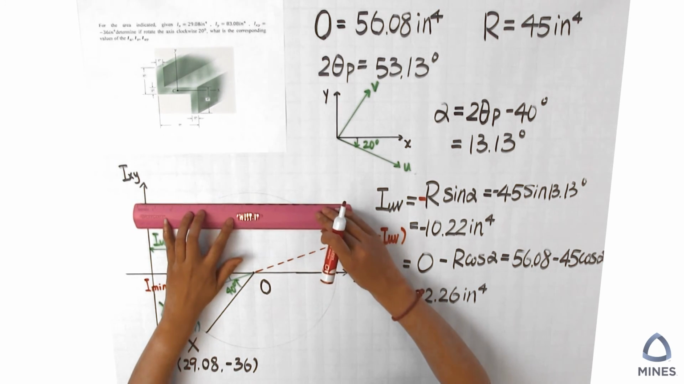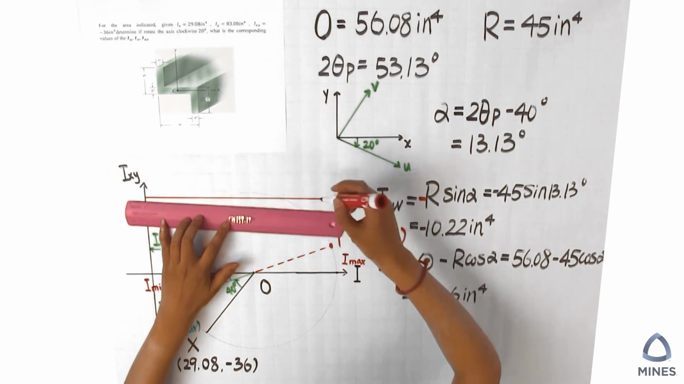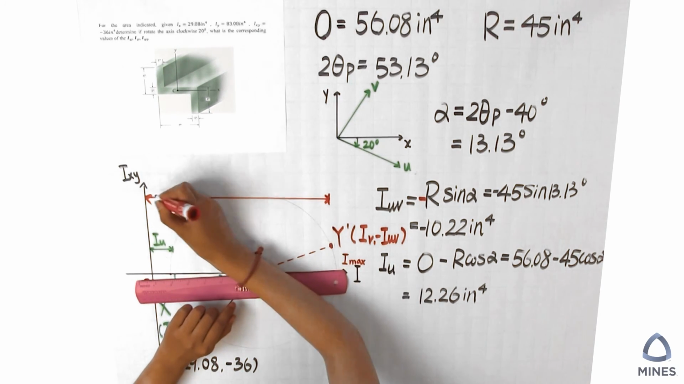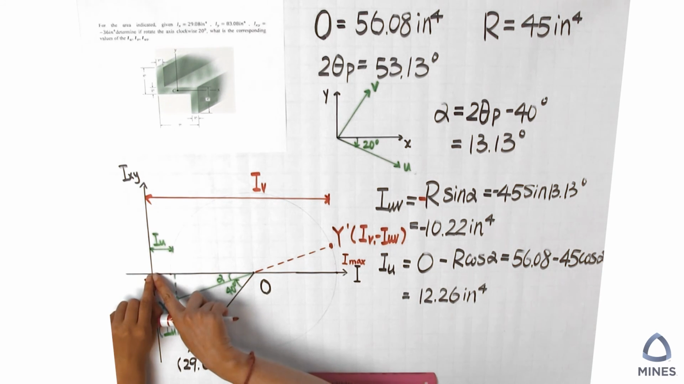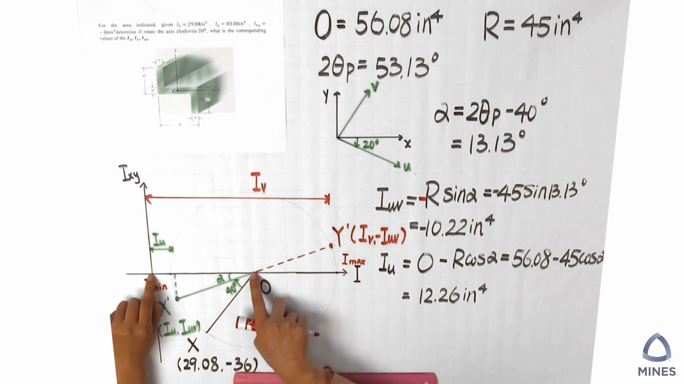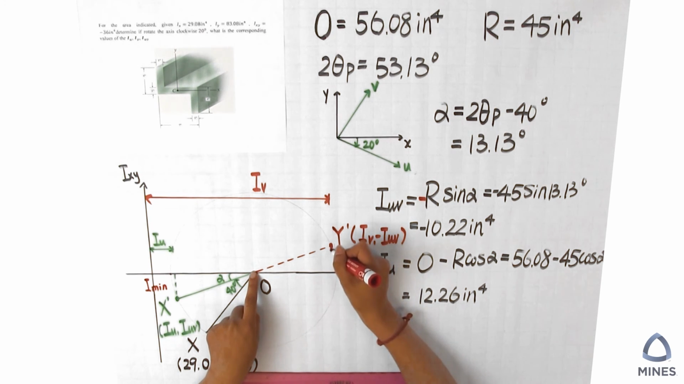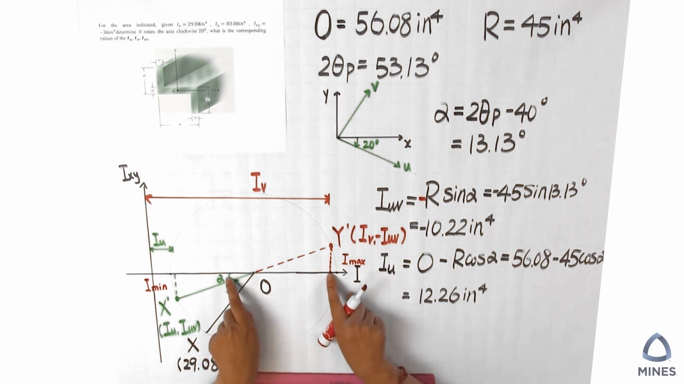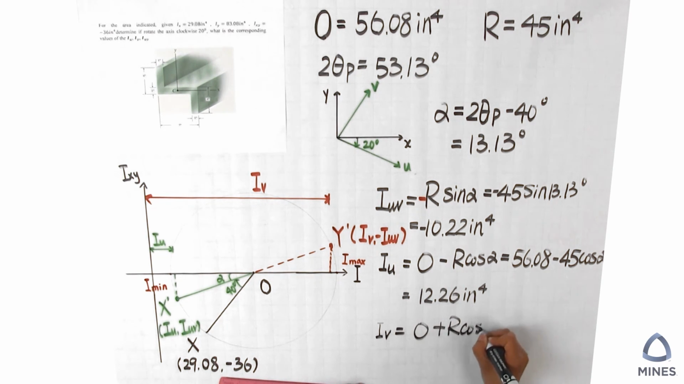So now how are we going to calculate IV? We always go to the geometry. So you can see from the origin to this point, that's going to be IV. How much is that? Based on the geometry, it is equal to the center of the Mohr circle plus the base of this red triangle. And this angle is going to be equal, so which means IV is equal to O plus R cosine alpha.